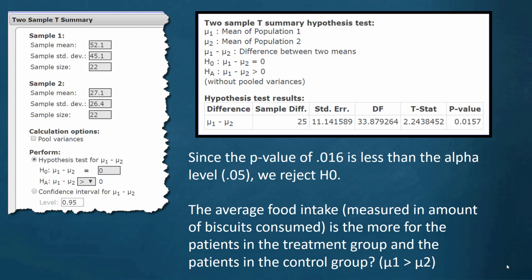The likelihood of a result this extreme occurring by chance is rare enough that we're going to say it probably didn't happen by chance, and there probably is a difference. So the average food intake is more for the patients in the treatment group than the patients in the control group. So mu1 is greater than mu2.